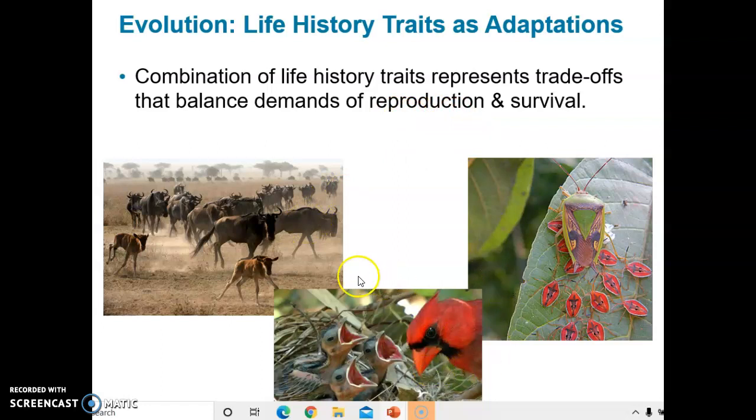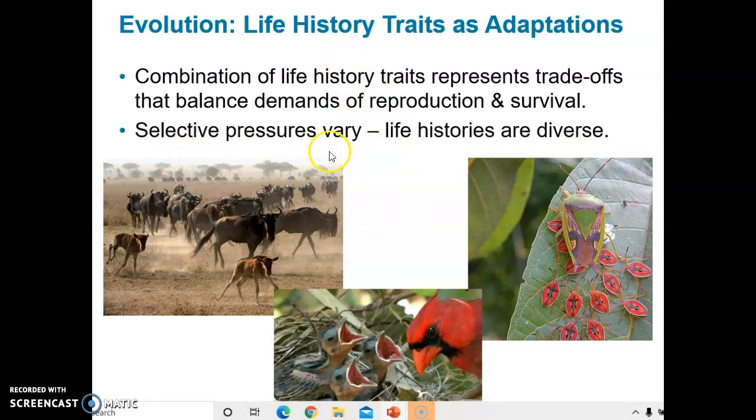For some species, it's to their advantage to produce relatively few offspring and invest a lot of care in them. For other organisms, it's more beneficial to produce many offspring and minimize parental care. And for other organisms, it's somewhere in the middle. It's totally dependent on the species, something often called species-specific life history strategies.